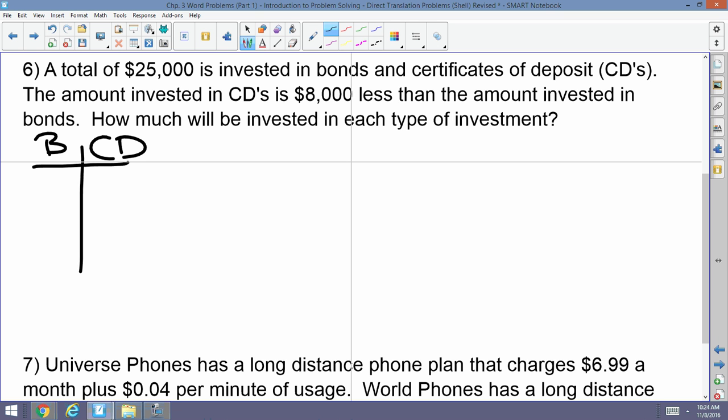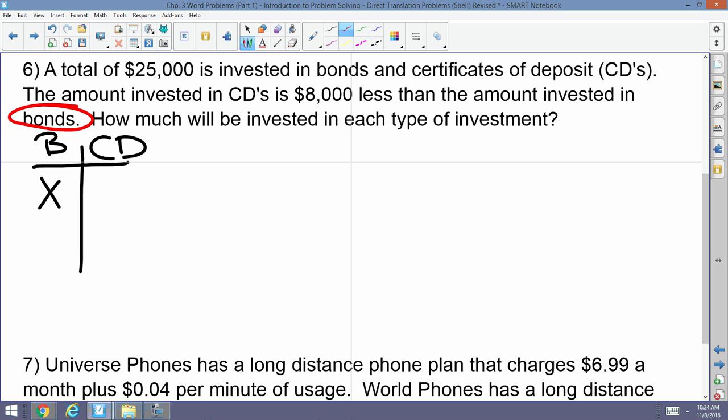Now, this is the question you want to repeat yourself always before you make the table: what do I know nothing about? Which is it, CDs or bonds? You know nothing about bonds. The amount invested in CDs is $8,000 less than the amount invested in bonds. What do you know nothing about? Bonds. So we call that X. Remember what I told you: usually it's the last thing that they mention, because that's what we know nothing about.